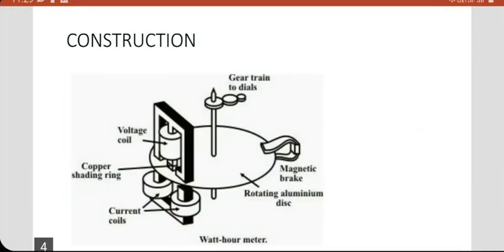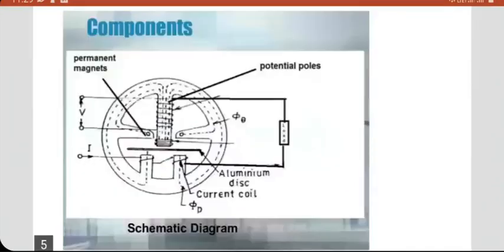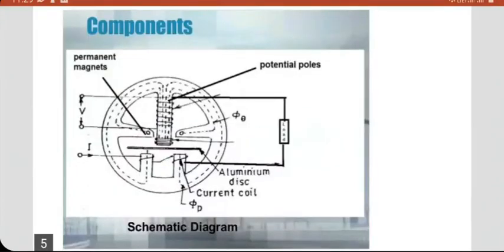A magnetic brake is there to make sure that steady state is achieved. Otherwise, the disk will continuously try to increase its speed. So some counteracting braking mechanism is there, but not very large. That is all accounted for during calibration. Same thing shown in a different way.